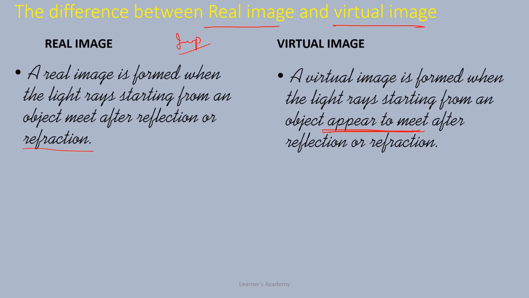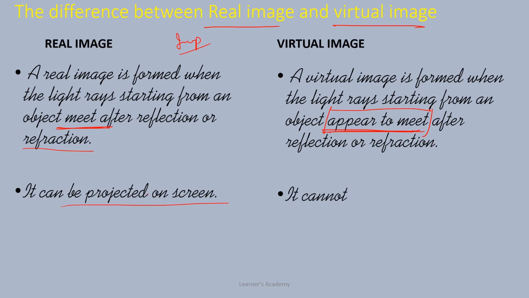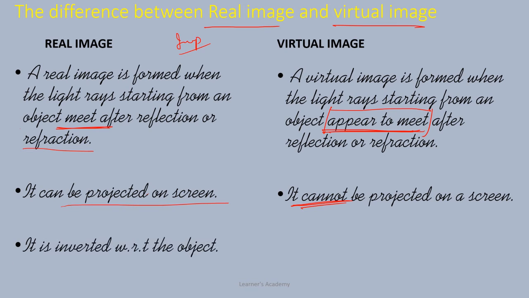Alright, here the real image is formed when the light rays starting from an object meet after reflection, but here they appear to meet. Alright, the next point is that a real image can be projected on the screen. A virtual image cannot be projected on a screen, and a real image is always inverted with respect to the object, whereas a virtual image is always erect with respect to the object.